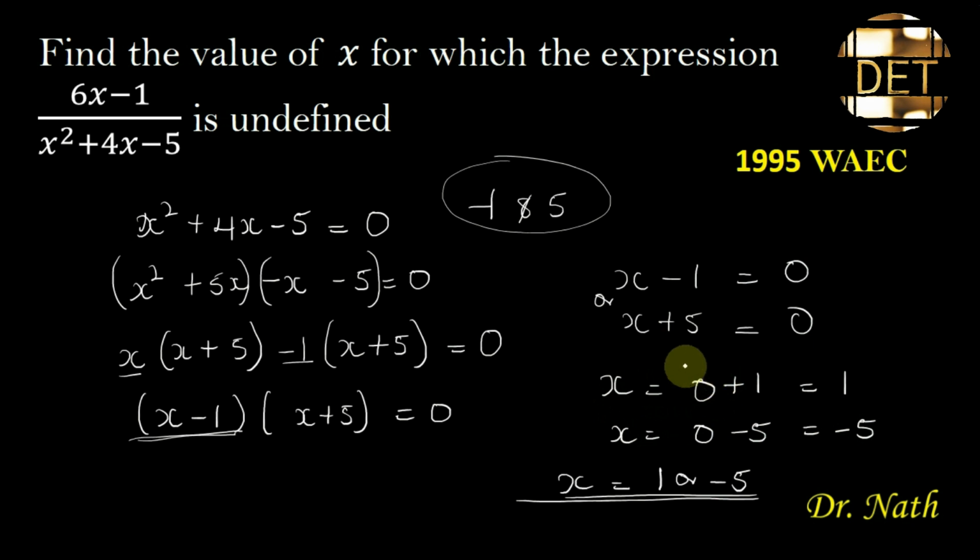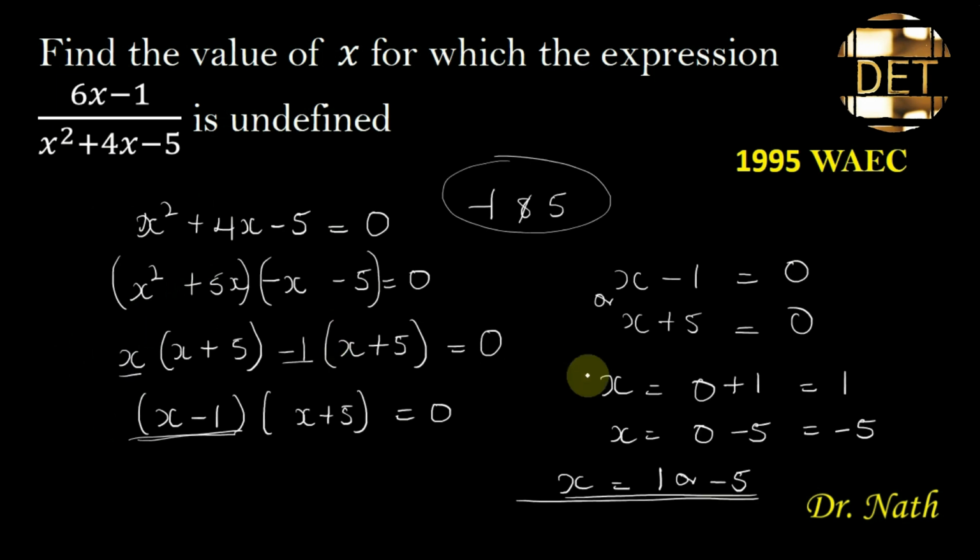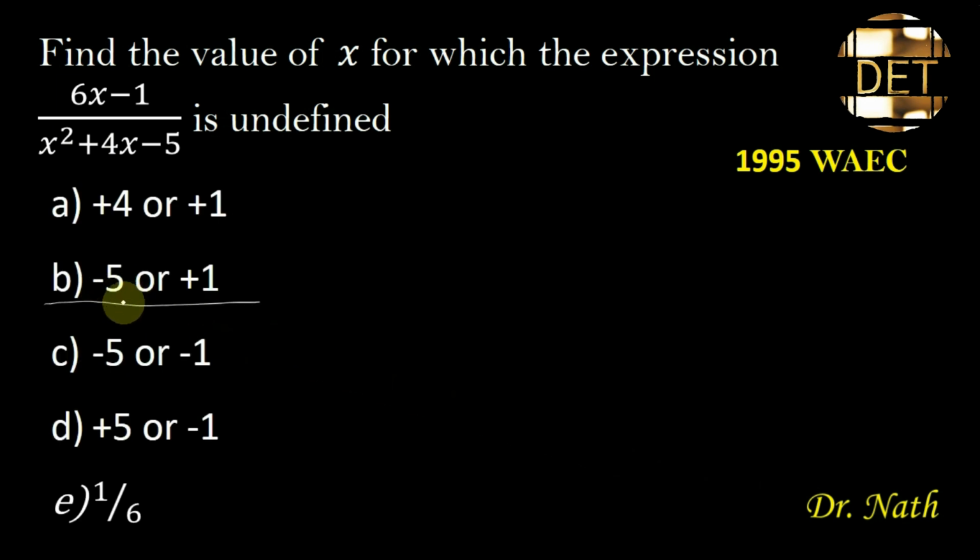So the value of x in this expression will be equal to 1 or minus 5. So the value of x for which this expression 6x minus 1 all over x squared plus 4x minus 5 is undefined is when x is equal to minus 5 or when x is plus 1, which is what we've got in here, plus 1 or minus 5. So the correct answer to this question is option B, which is minus 5 or plus 1.